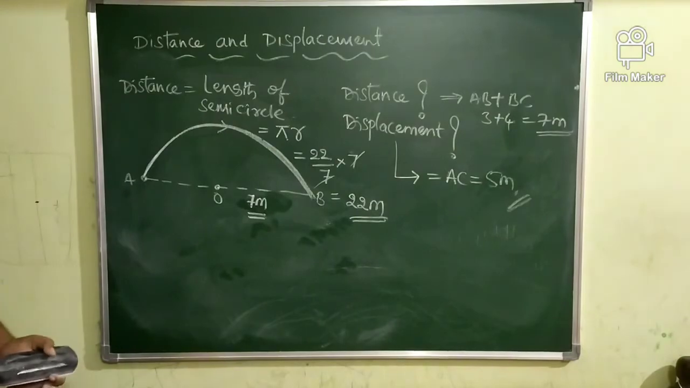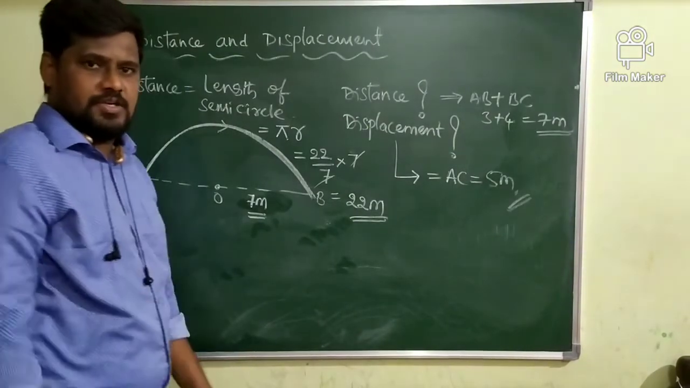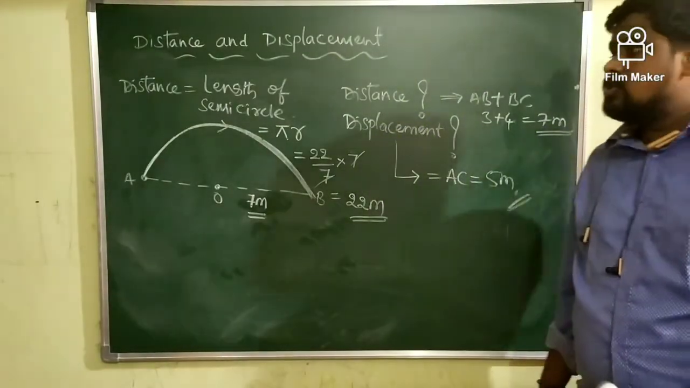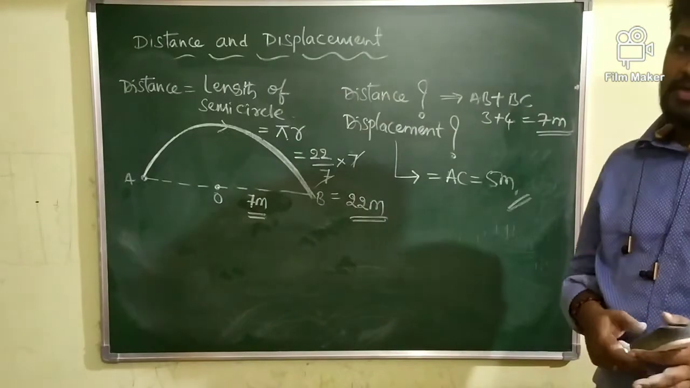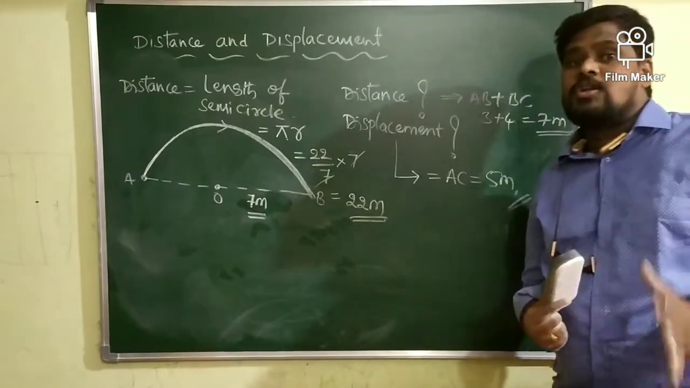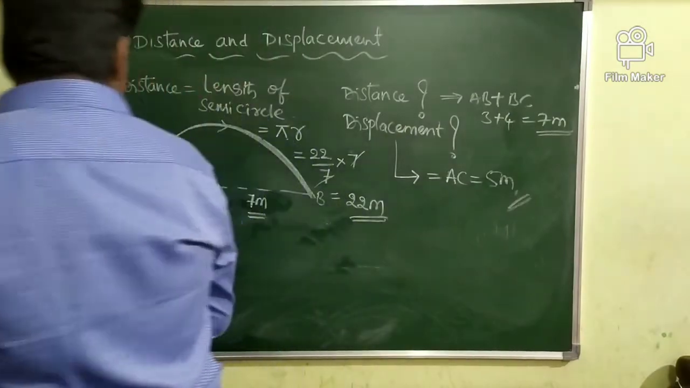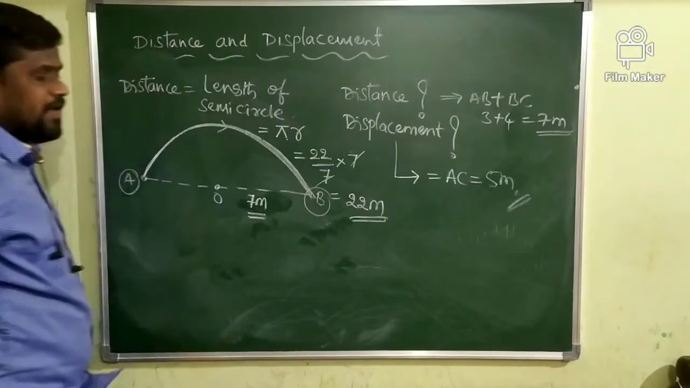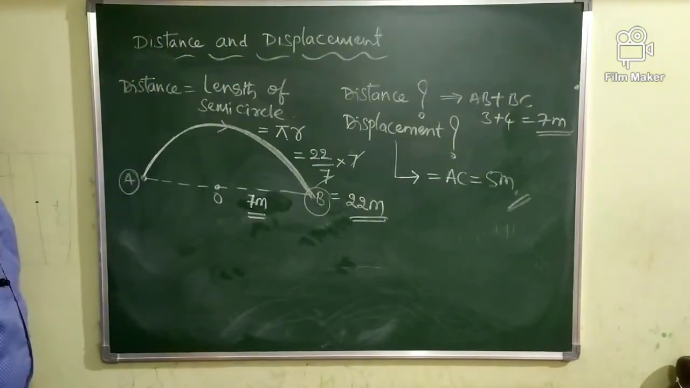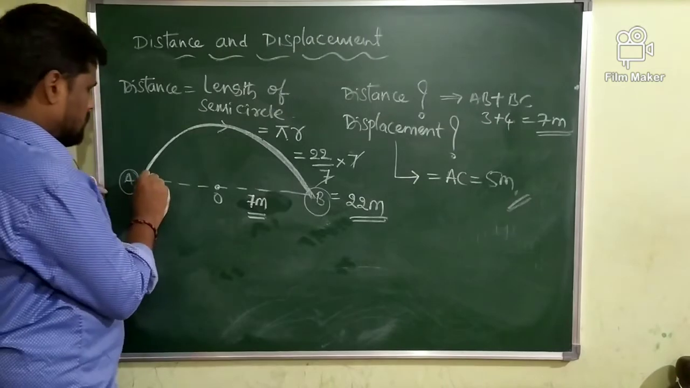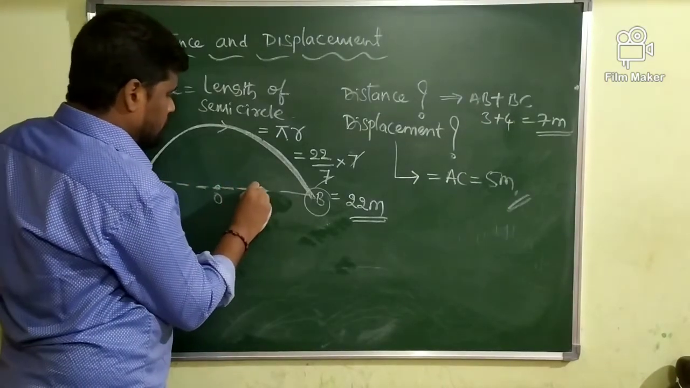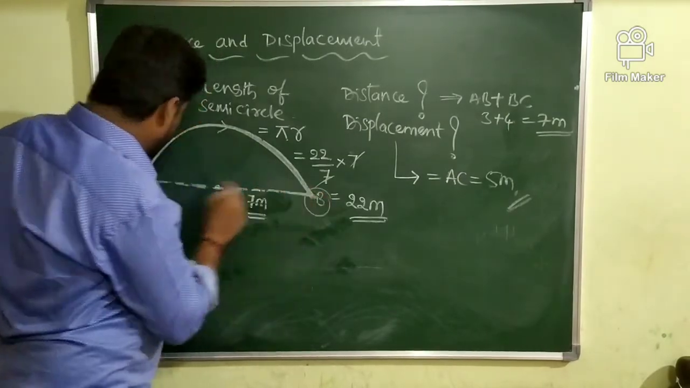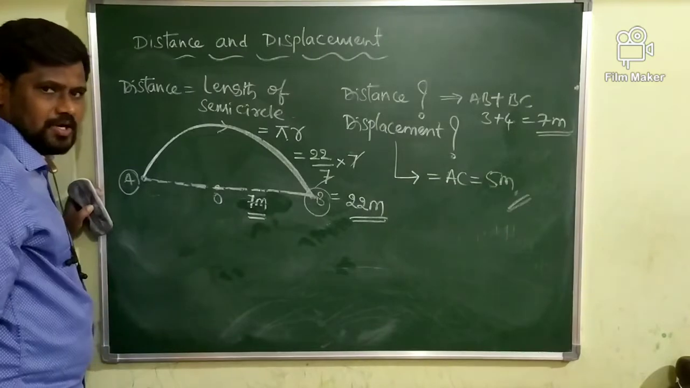Okay? Then what is displacement? Recall the definition. Displacement is the shortest distance between the initial point and the final point. Which is the initial point here? A is the initial point. Which is the final point? B is the final point. The shortest distance from the initial point to the final point is AB.